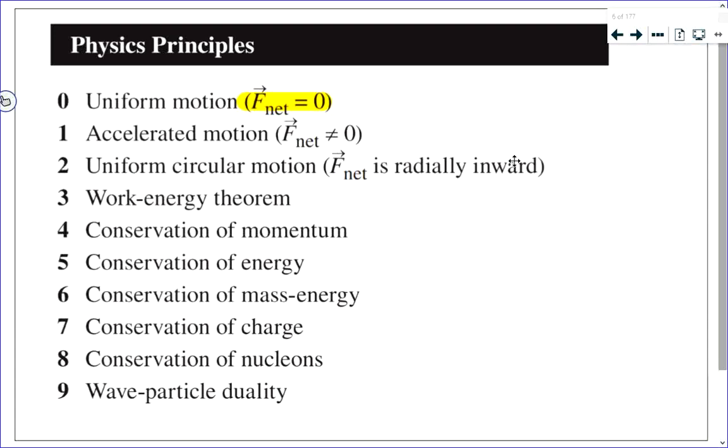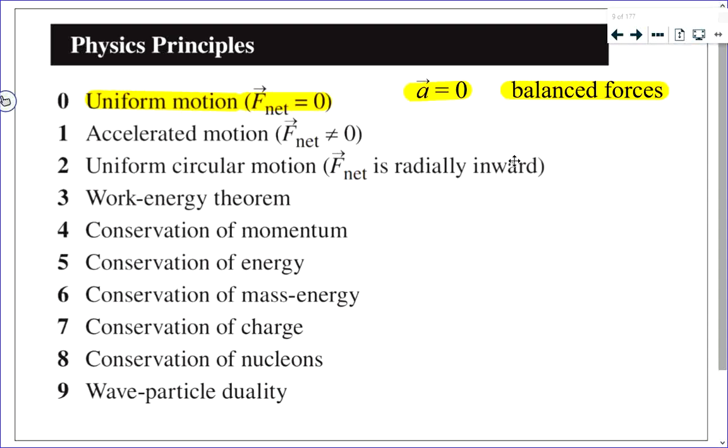Yes, if F net is equal to 0, it's uniform motion. But the key idea here for physics principle 0 to be applied is that the forces are balanced. That means that although you may have 2 or 3 or more forces acting on some mass, they all balance. You have just as much force in each direction as you do in each opposite direction. And the result is that you have no acceleration. And that's what we call uniform motion. 0 acceleration means the velocity of the object is constant, so we refer to that as uniform motion, constant speed in a straight line.